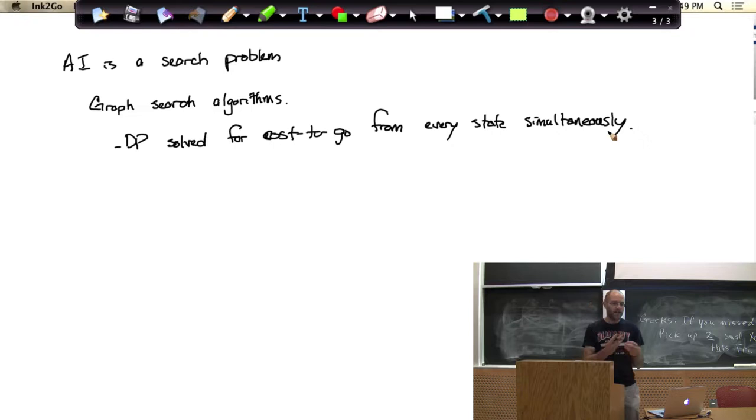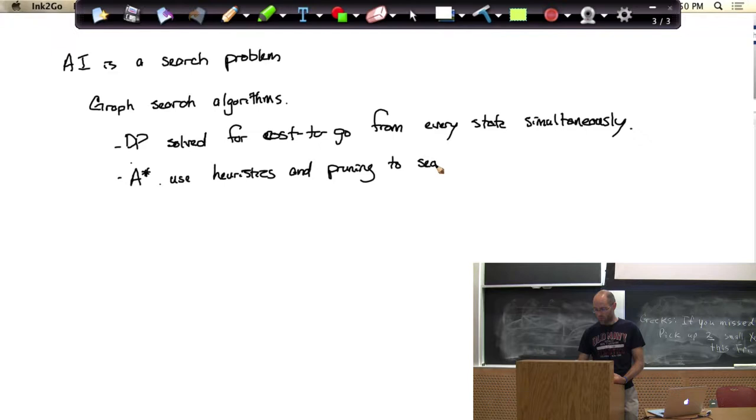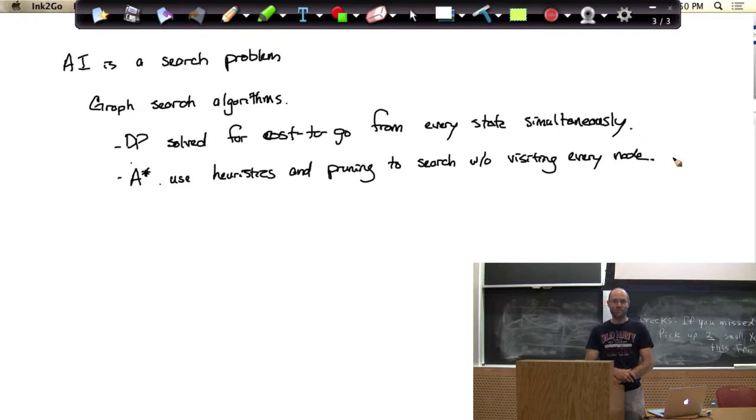So there's a really nice question: can I find the shortest path from the start to the goal of an enormous graph without visiting every possible node in the graph? Right? And there's a lot of good algorithms that can do that. And I just sort of want to pay them lip service here. There's algorithms like A-star, you might have heard of, which use heuristics and pruning to be able to search, and find even optimal solutions, but without visiting every node. And there's a few key ideas in that world we'll ask you about, at least one of them on the problem set.